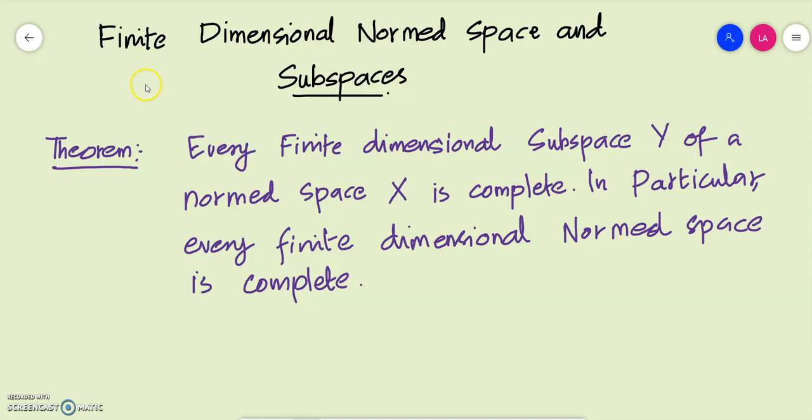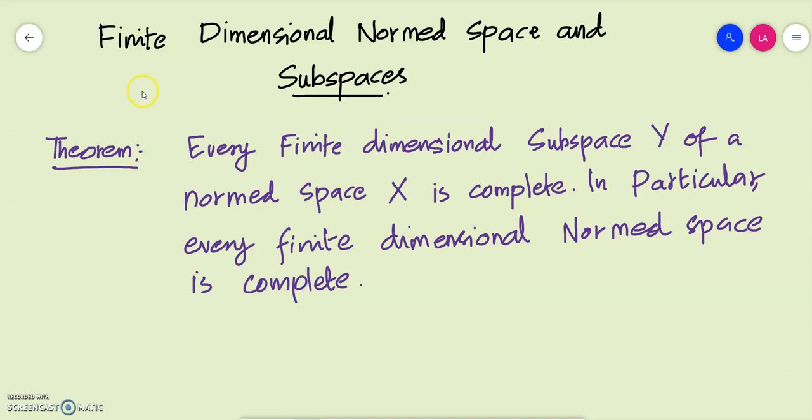So, as a consequence of that theorem, we can establish that every finite dimensional normed space is complete. This is actually one of the first characterizations of finite dimensional normed spaces. This characterization is very important because a finite dimensional normed space is always complete. You cannot find an incomplete finite dimensional normed space. Every incomplete normed space should be infinite dimensional. This is what this theorem establishes.